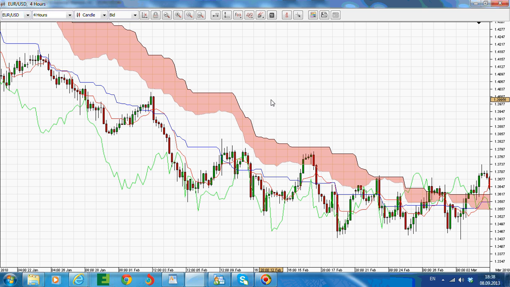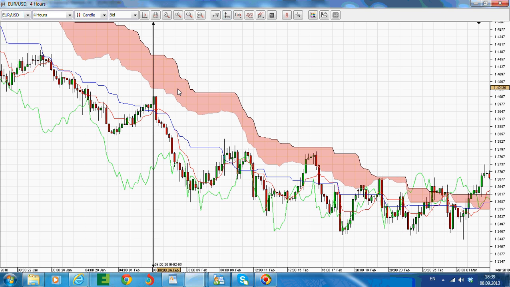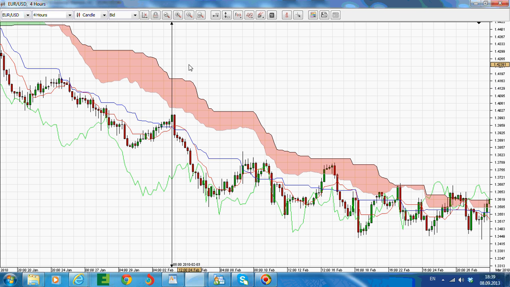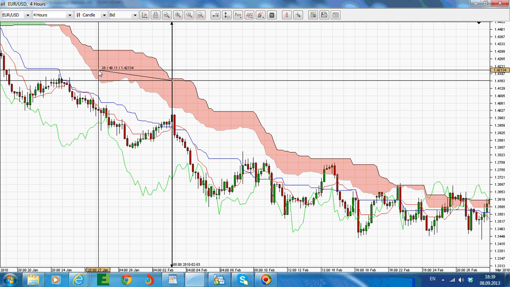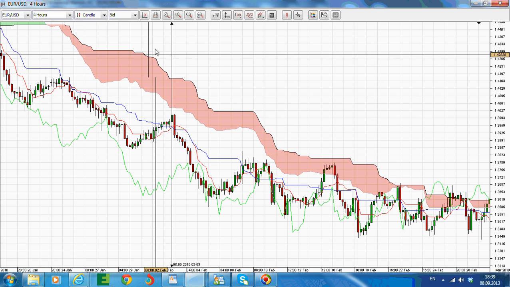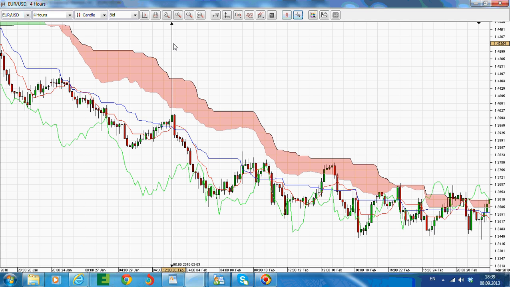Now, one of the most important characteristics of the Kumo, or the cloud, is that it is being plotted. All this information that you are seeing, for example here, is being plotted and known in advance by traders 26 periods ahead. Basically here at the 26th candle. So all this information, the cloud, is being plotted 26 periods ahead.